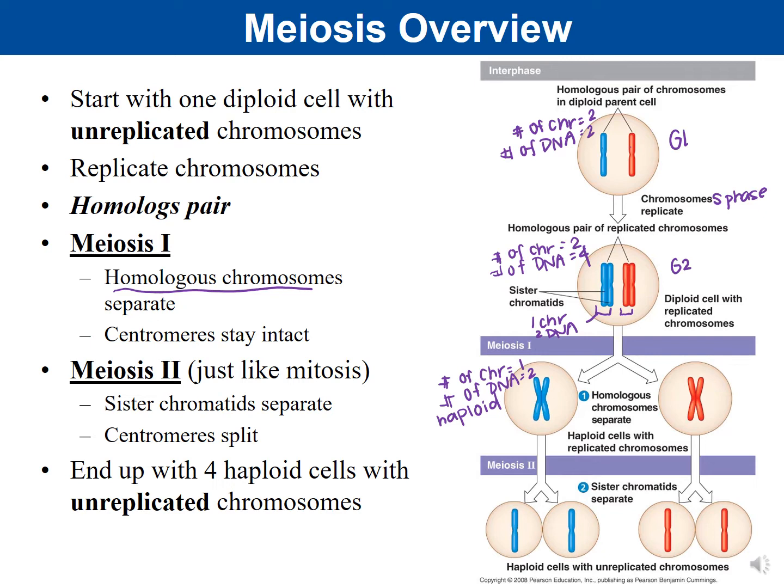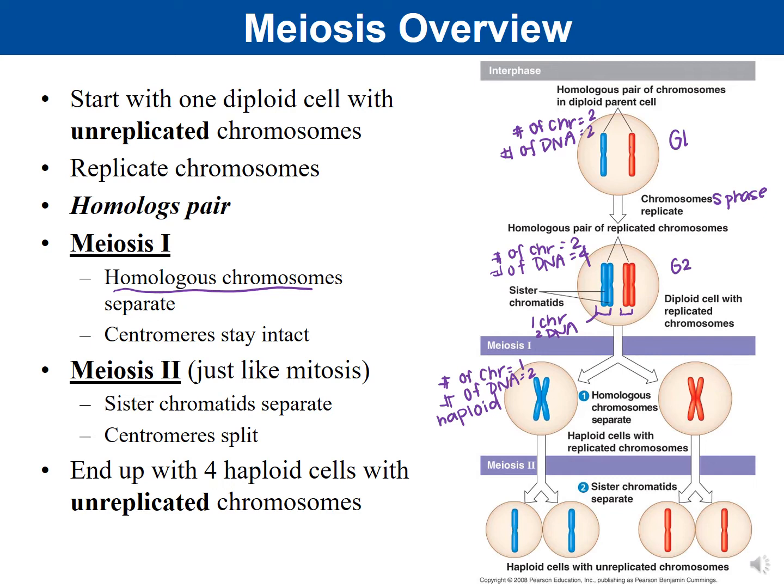If I look back to the very beginning, my chromosome number is 2, my DNA number is 2. If I look at the end of meiosis 1, my chromosome number is reduced in half. I have 1 chromosome, but I still have 2 DNA molecules. So I have not reduced DNA number in half. So this is why we need to do meiosis 2. And there's a question in your lab that asks about that. Why do the cells need to undergo meiosis 2?